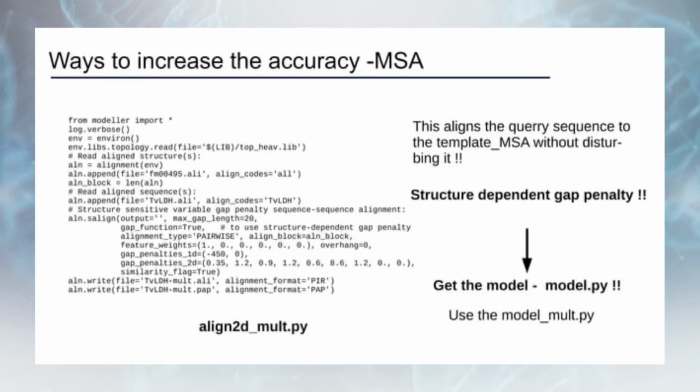In this methodology, when we start, it considers the structure depending upon the gap penalty and gives us a best model, in the sense of model.py, and for this the code used is align2d_mult. Why is it so? Because previously we have done multiple alignment modeling. So here the code will change to align2d_mult.py, and finally the script will run with multiple templates.